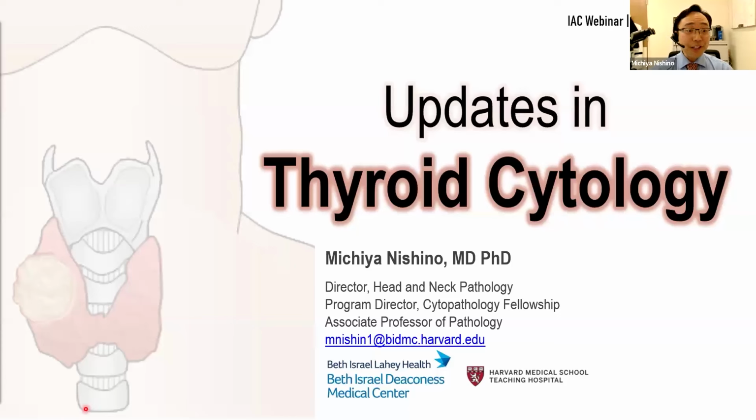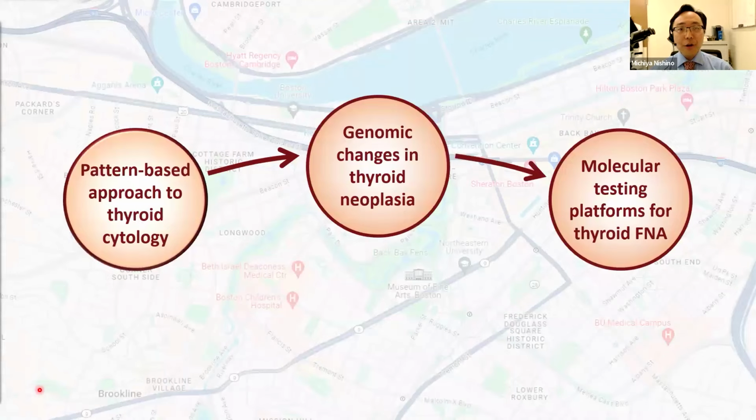All right, so for this session, we're going to build a simple and practical framework for understanding how cytopathologists and molecular pathologists take the cells that are on a thyroid FNA slide and translate them into actionable information that can be used to help guide the management of our patients' thyroid nodules. So our goals over the next 45 minutes or so are to reinforce a simple pattern-based approach to thyroid cytology so that we can understand why some thyroid aspirates are simply indeterminate for cancer and could potentially benefit from ancillary molecular testing.